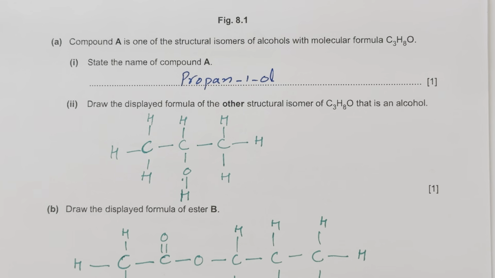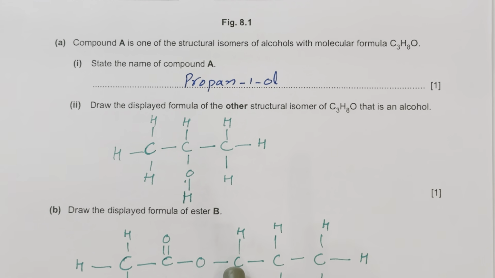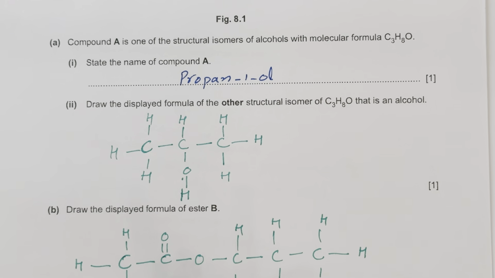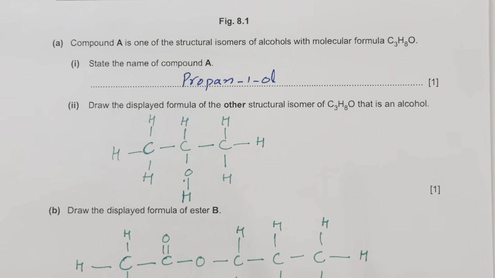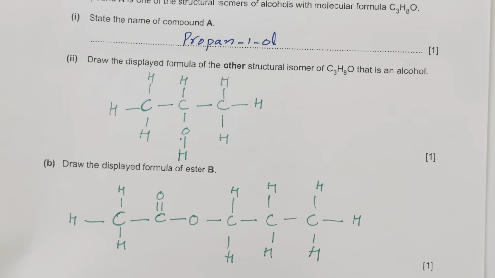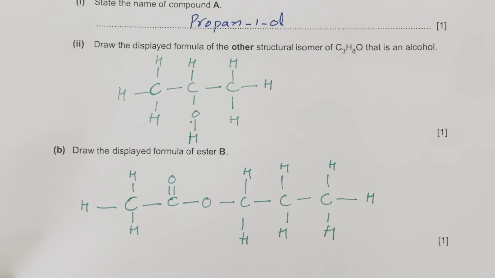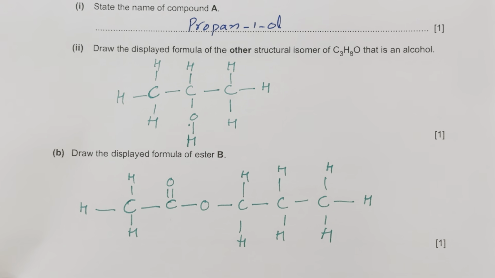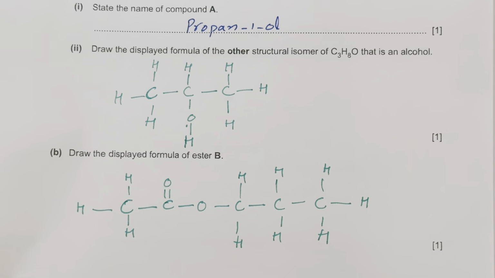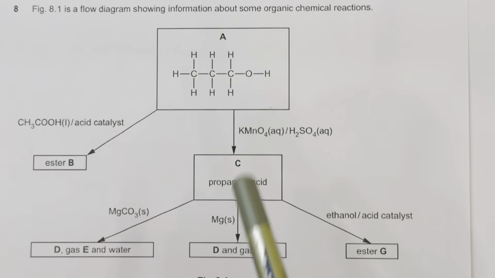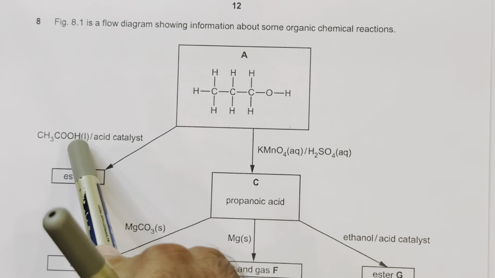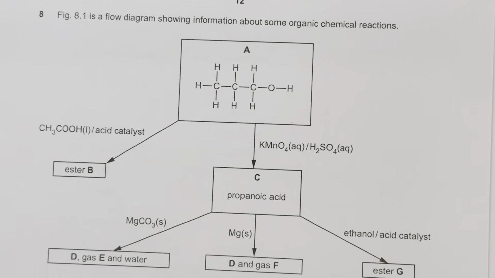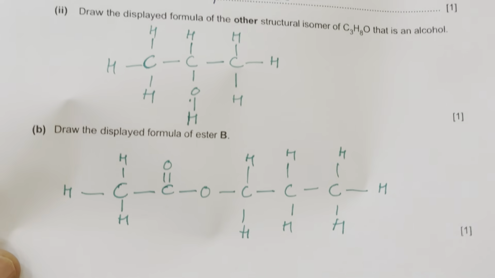Moving to part B, draw the displayed formula of ester B. Ester is formed from ethanoic acid or acetic acid and propanol. So over here hydrogen is replaced by carbon. This is how the bond is formed: CH3COOCH2CH2CH3. So this is how we draw the structure of ester B. This is the composition of acetic acid and propanol. Now how this is formed: this OH is replaced by this hydrogen and water is formed, and the rest of the bonding is attached over here.